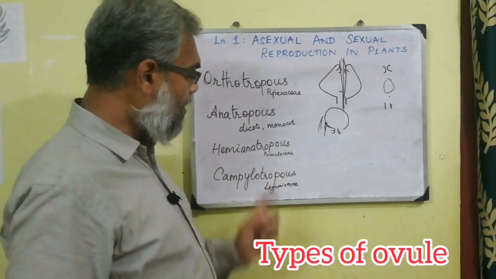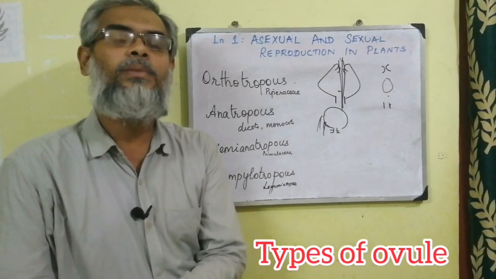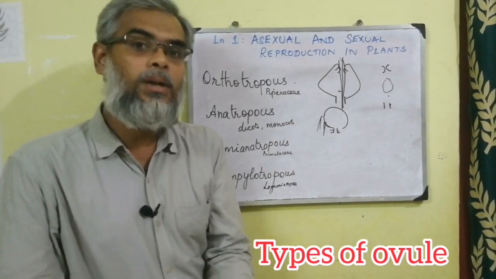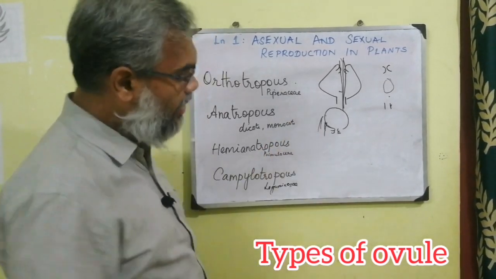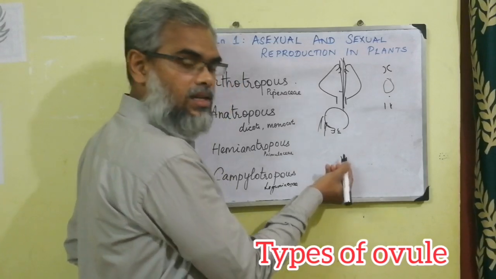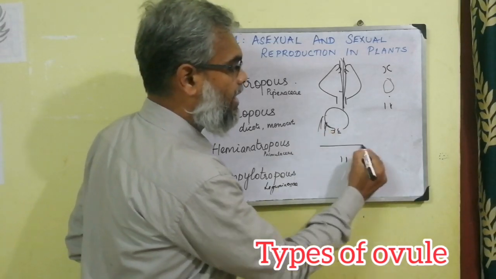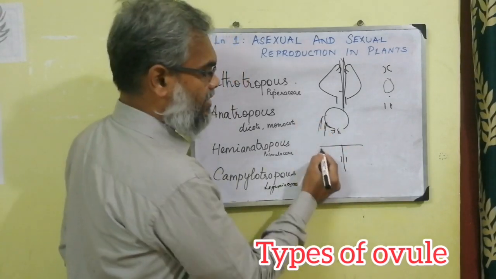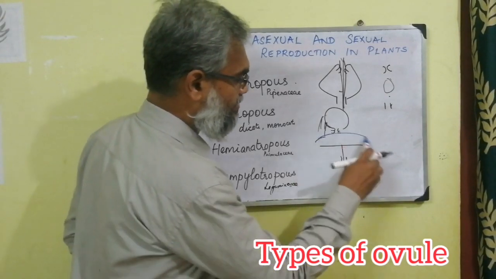Third one is hemianatropous, seen in the Primulaceae family, our herbaceous garden plant, primroses. So here what happens, the funicle will be here and the micropyle and ovule, everything will be held at right angle. That is, the ovule will be present like this, totally.